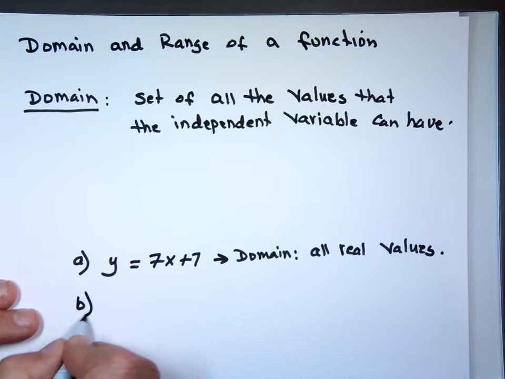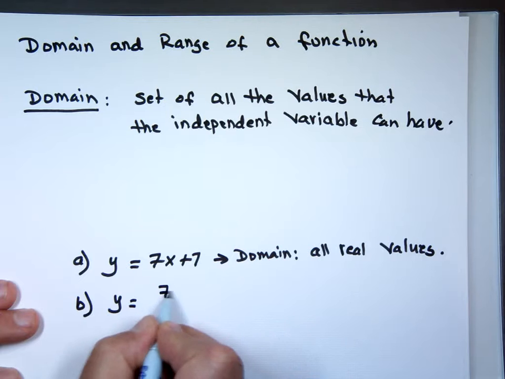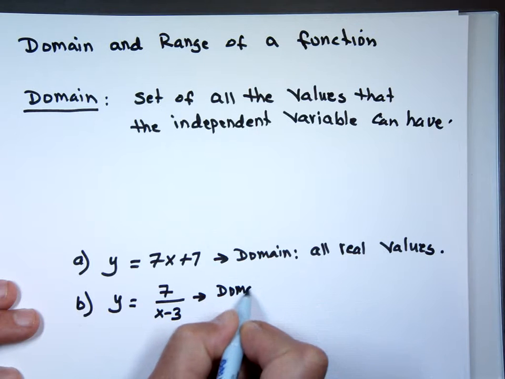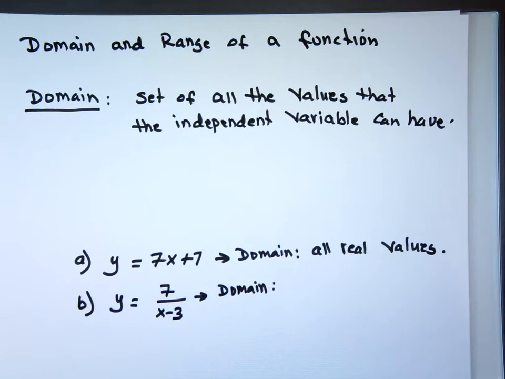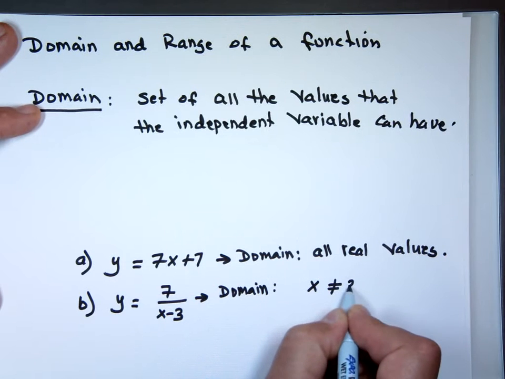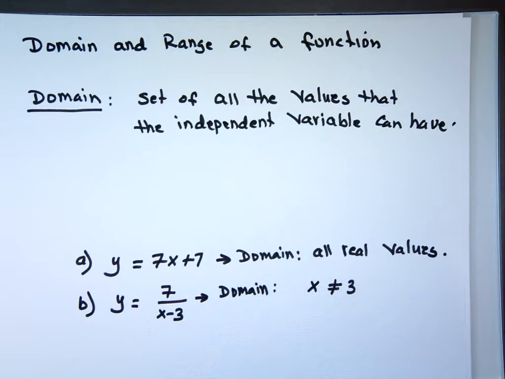Let me try this example. Y equals 7 over x minus 3. What's the domain? Can we use any value for x and still get an answer? There is one value for x that's a problem for us. Which value is that? If you plug it in, you will not have an answer for y. What is it? 3. Sure. So in this case, the domain: x cannot be 3. Any number but 3.